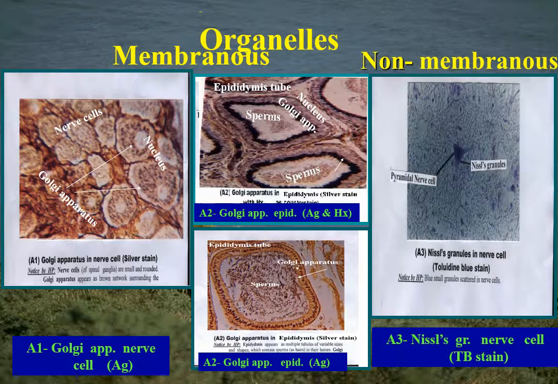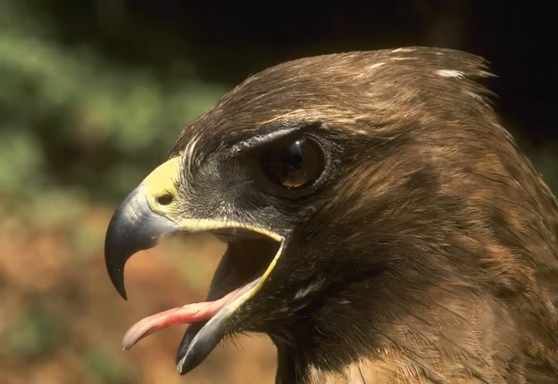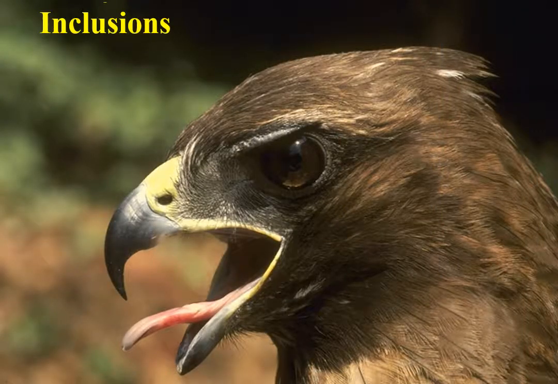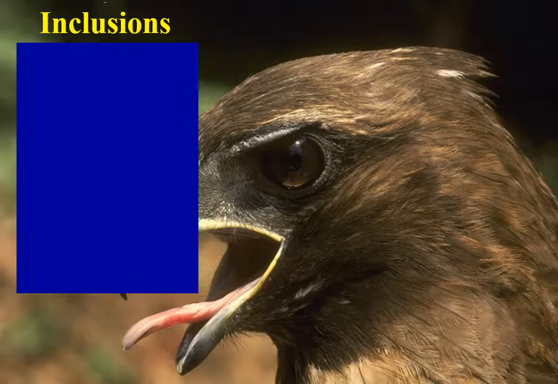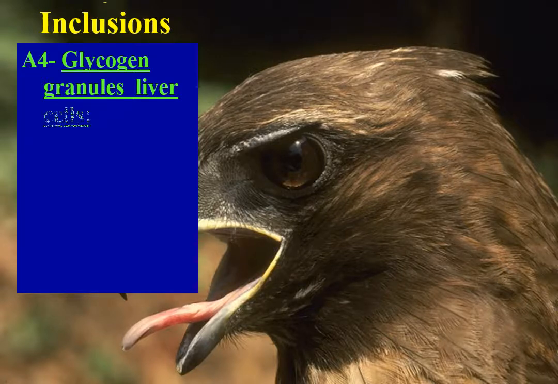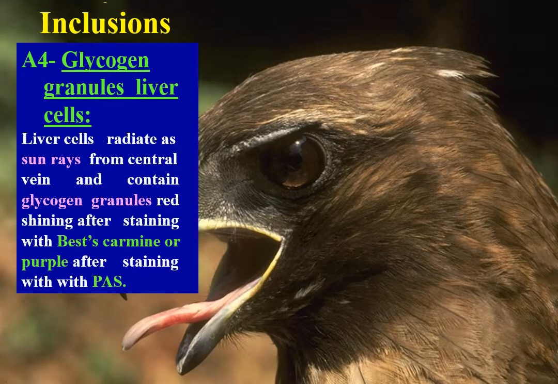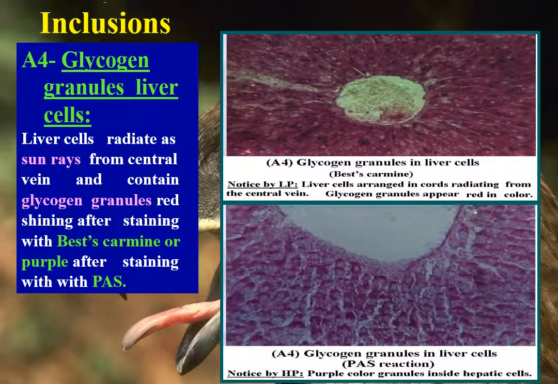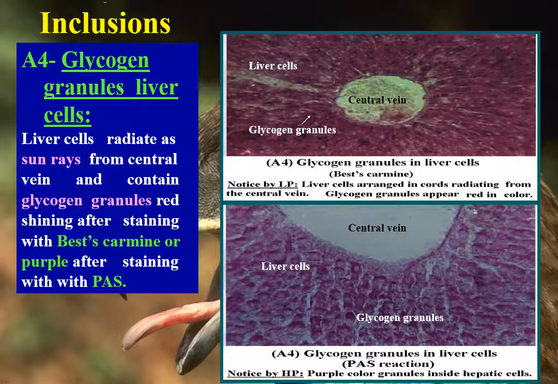Non-membranous organelles. Nissl granules in nerve cells stained with toluidine blue. Inclusions. Glycogen granules in liver cells stained with pescarmine or periodic acid Schiff. Liver cells radiate like sun rays from the central vein and contain glycogen granules, which appear red after staining with pescarmine and purple after staining with periodic acid Schiff.